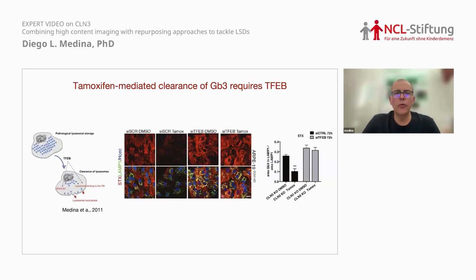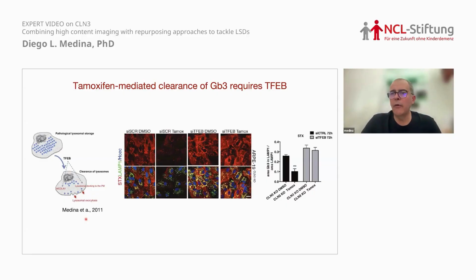At this point, we try to delineate the mechanism of action of tamoxifen. Several years ago, I demonstrated that the transcription factor TFEB, a master gene of lysosomal biogenesis and autophagy, is able to induce clearance of pathological accumulation in different models of lysosomal storage disorder by a process that involves lysosomal exocytosis, so the release of the lysosomal content outside the cell. And we published this in Developmental Cell in 2011.